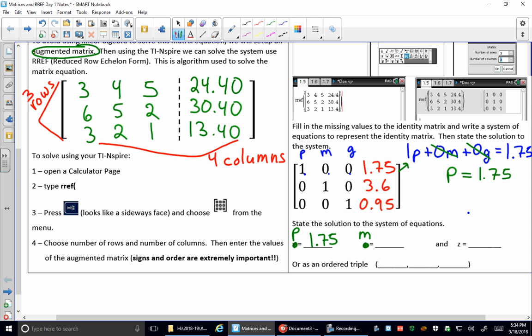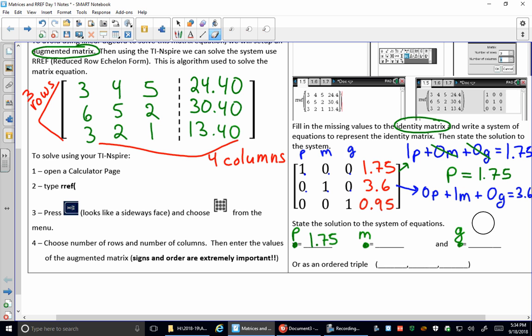Well, this matrix is called an identity matrix. And each row is giving us a piece of information. So the next rows will talk to us about M and G. So pulling from the same idea for this one, we could say that we have 0p plus 1m plus 0g, and it equals 3.6.